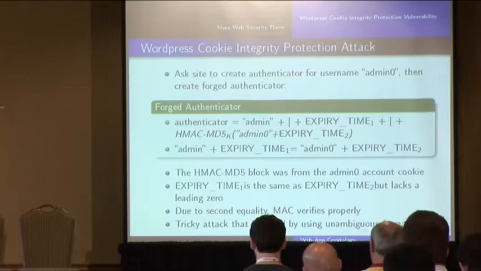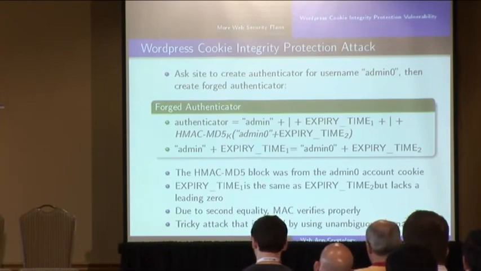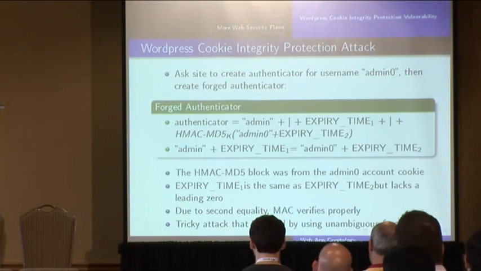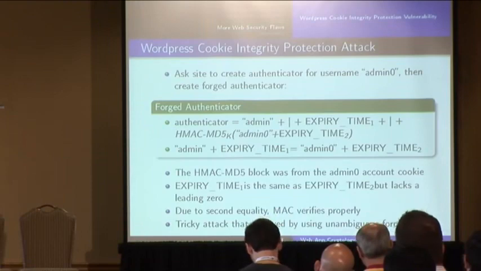And they basically created a valid authenticator for the user admin0. And the gist of it is that when it was being parsed by PHP, that 0 became part of the expiry time, and it was ignored as a leading 0. So then they were able to use this cookie to log in as admin, and it's pretty clever, really, really clever. So basically, they just took the authenticator off of one and put it on a different one, and that was it. And it's a tricky attack, and it's not really easy to tell developers how to fix this.